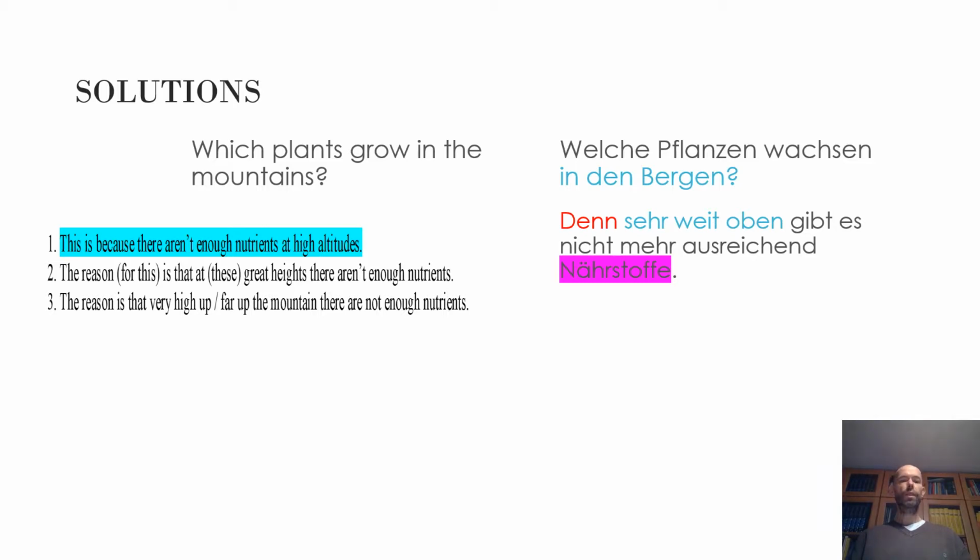The reason for this is that at these great heights, we already know that we find ourselves at a great altitude, so we can use the demonstrative pronoun "these" here. Or more colloquially, the reason is that very high up, very far up the mountain, or far up the mountain, there are not enough nutrients.